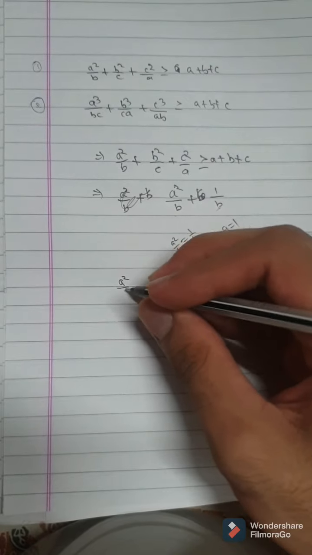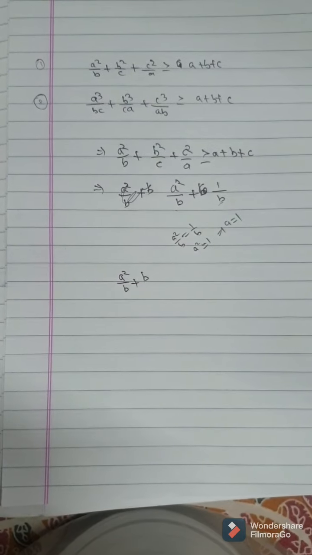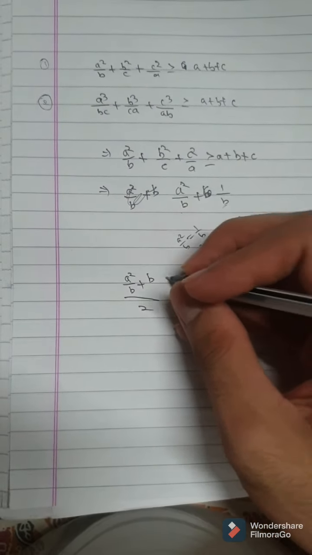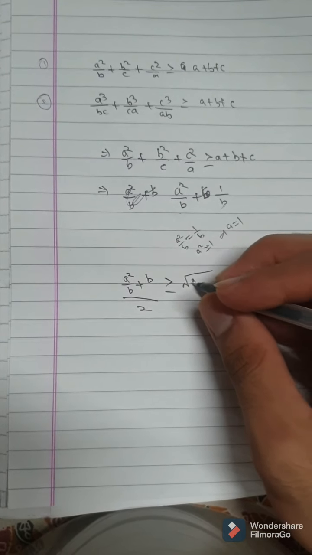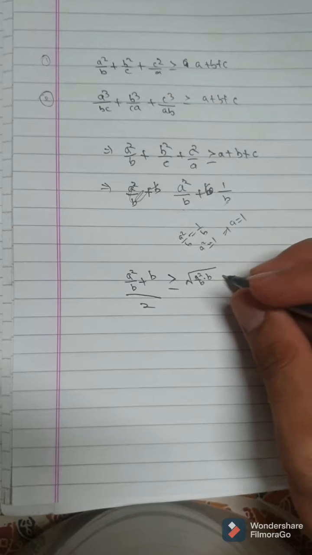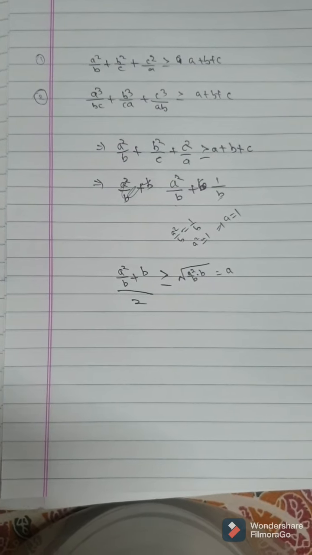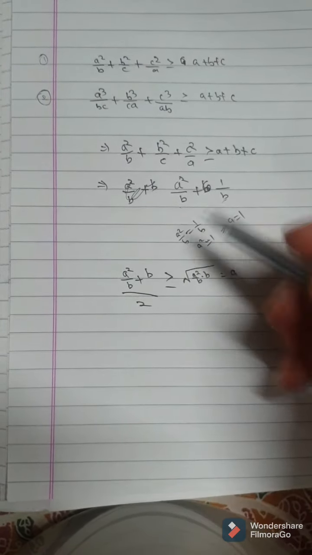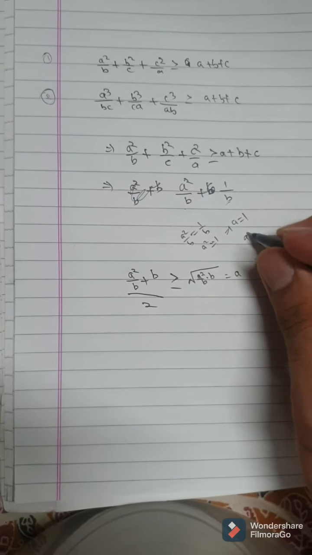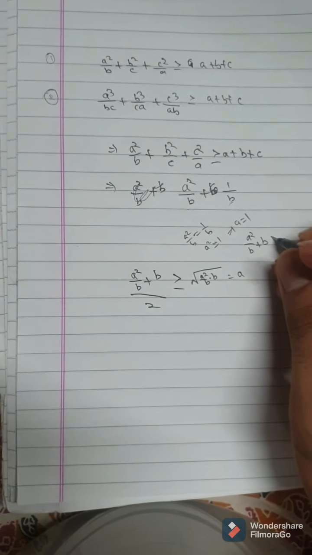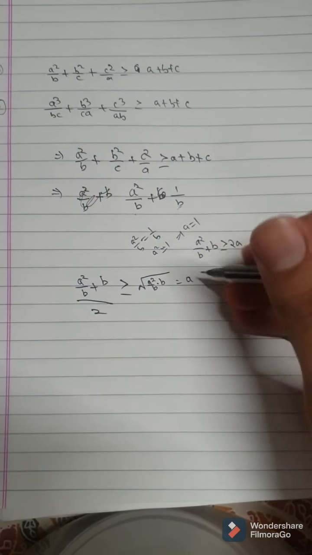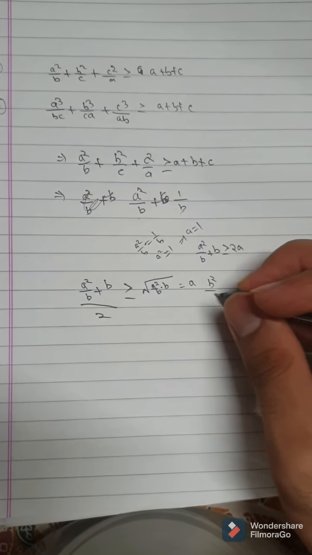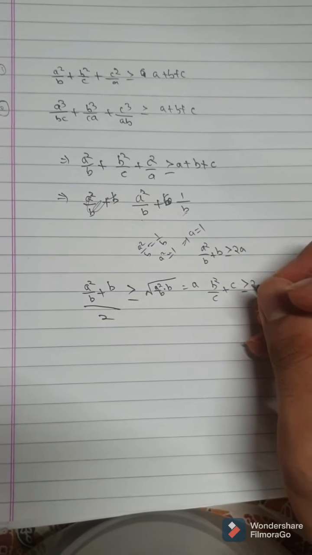If we apply AM-GM to a square by b and b, divided by 2 will be greater than or equal to the square root of the product, which means the square root of a square by b into b, which is a. So a square by b plus b is greater than or equal to 2a. Similarly, if we apply the cyclic results and add them up, b square by c plus c will be greater than or equal to 2b.